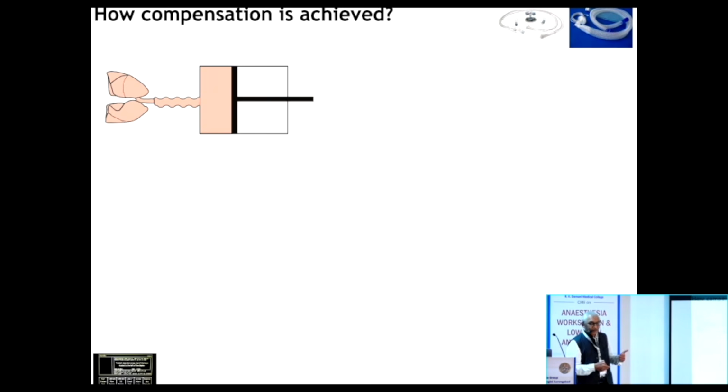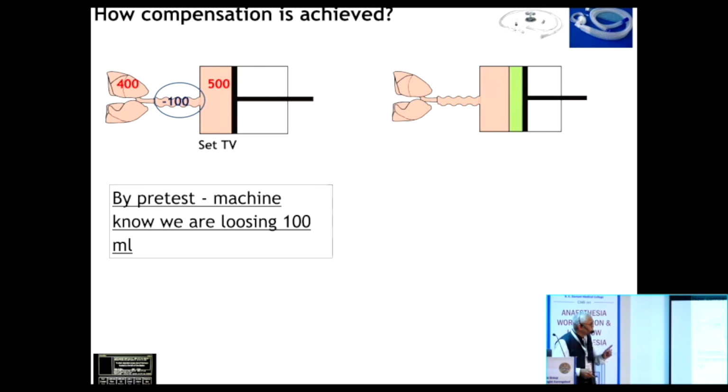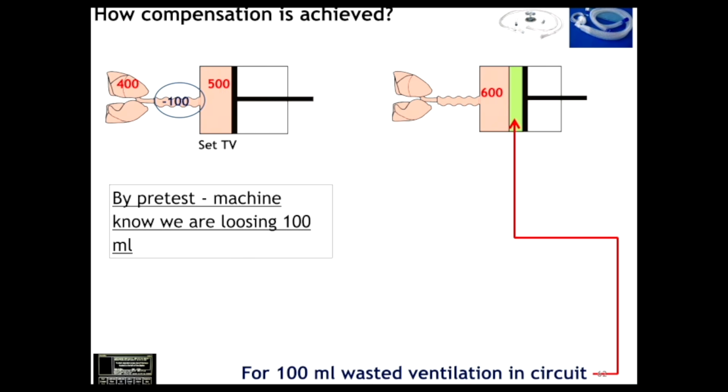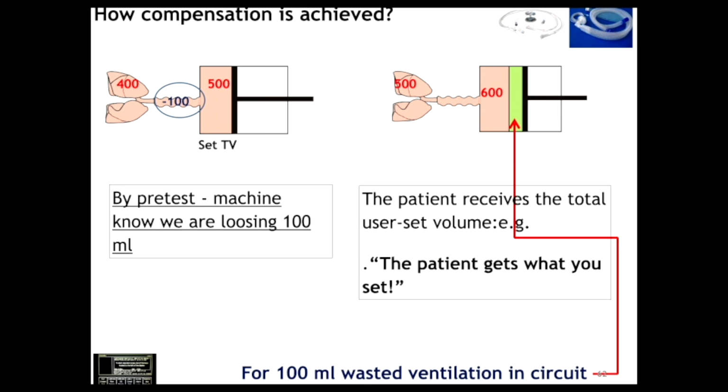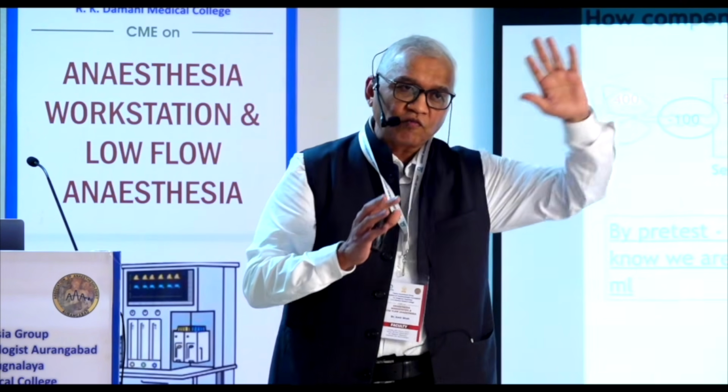How is compensation achieved? What will happen? Suppose you have set the tidal volume to 500, and for example, suppose 100 ml is lost on the way because of circuit compliance. So the machine will actually deliver 600 ml, because the machine knows that on the way 100 ml is lost and we still want to deliver 500 ml to the patient. So it will give extra volume for the compensation, and for the leak for that matter, within a reasonable limit. Most of the machines, if you have done a pre-test, will give you some value of the leak.